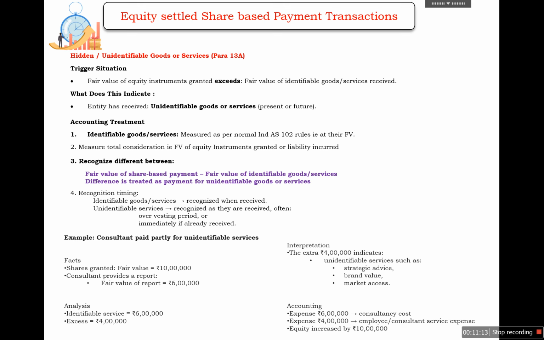The extra 4 lakhs indicates unidentifiable services, such as strategic advice, brand value or market access. So in this case, we need to book 6 lakhs as consultancy fees and 4 lakhs as employee or consultation services as the case may be, and we need to increase equity by 10 lakhs. This will be the treatment of hidden or unidentifiable goods and services.